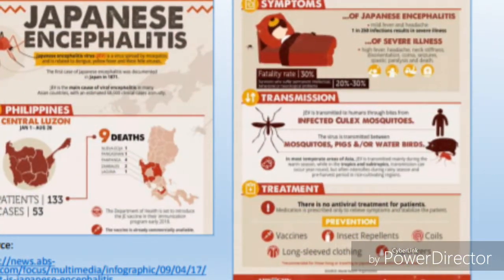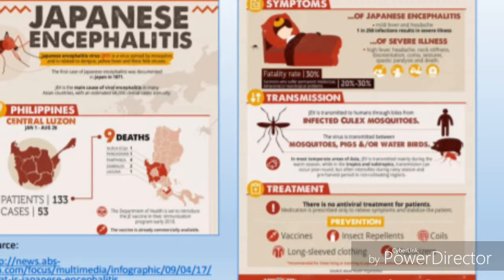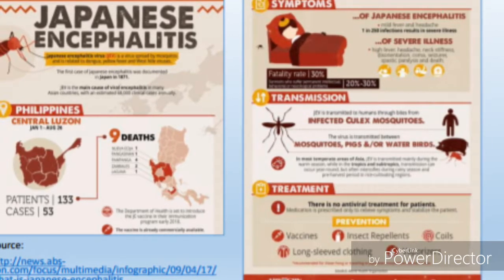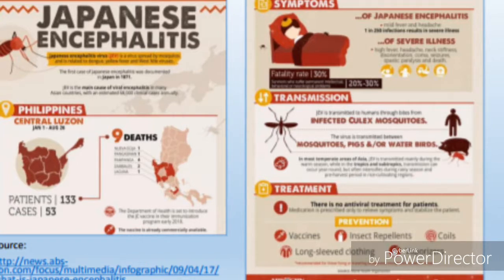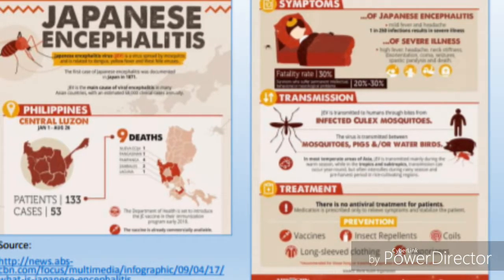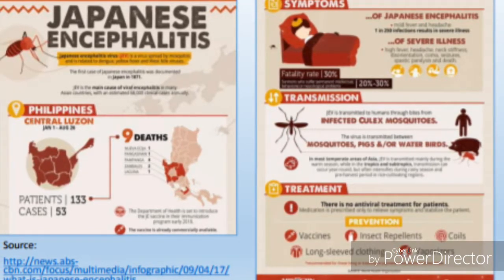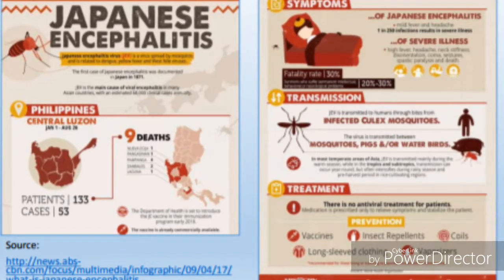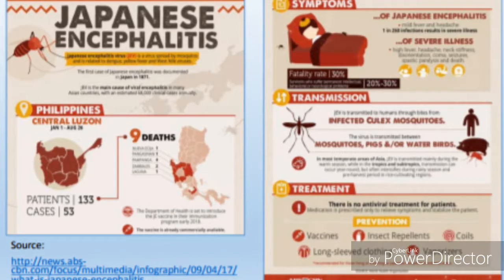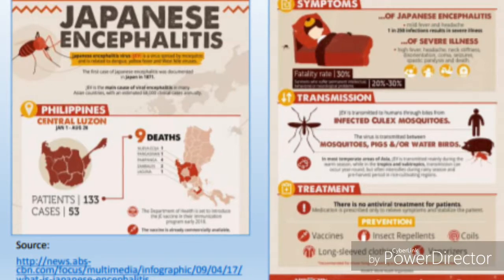The next example is Japanese encephalitis. This picture shows the design principles and elements. First, the emphasis, because the Japanese encephalitis, or the title itself, has been bold and large. Next element is proximity. The related information has been close together. Next is alignment. As you can see, the text has been aligned in the center.